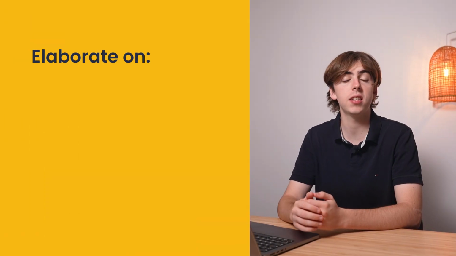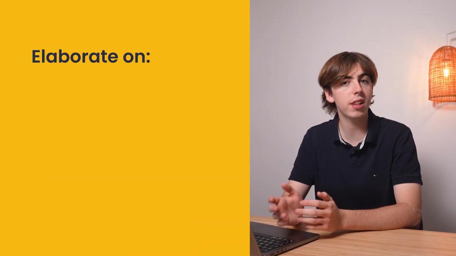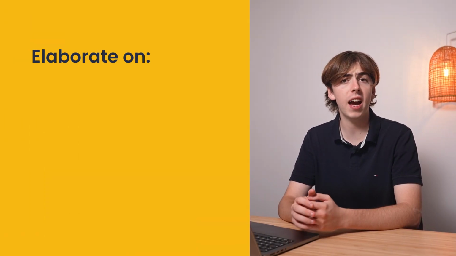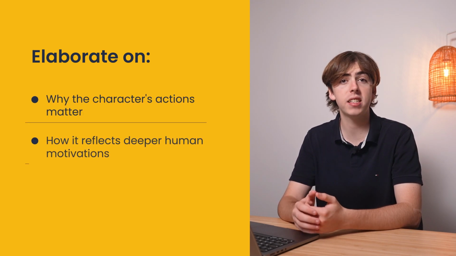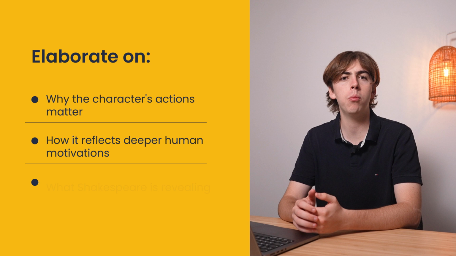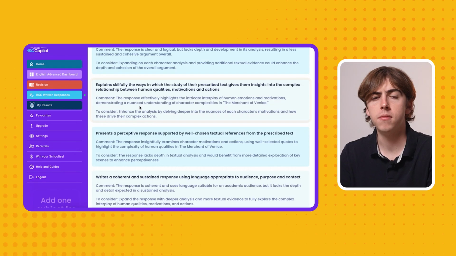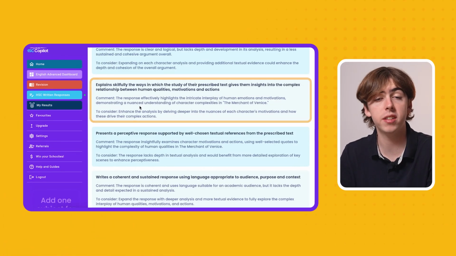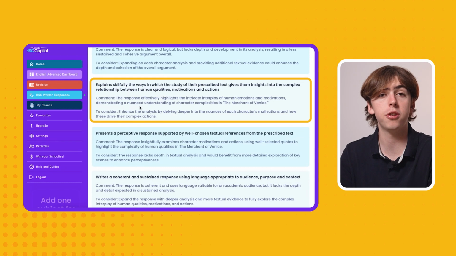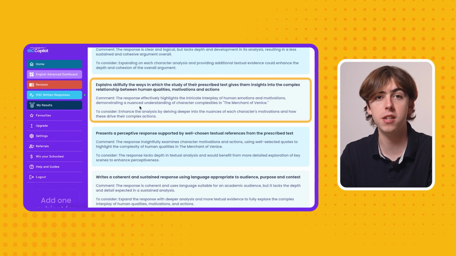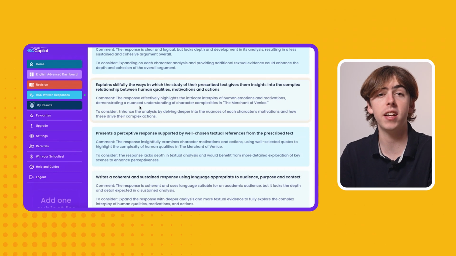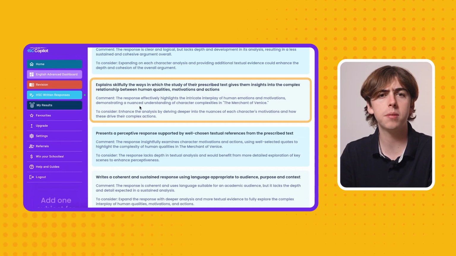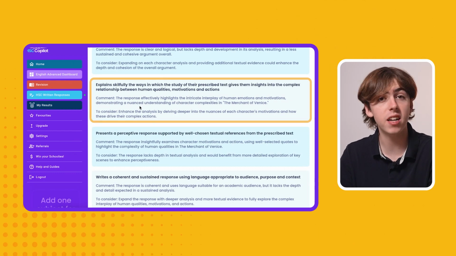So to improve on this, each paragraph needs more elaboration, not just on what the characters do, but why it matters, how it reflects deeper human motivations, and what Shakespeare is revealing through it. Next is feedback on conceptual understanding. The AI tool says the student has a clear grasp of character motivations, like Shylock's revenge or Bassanio's romantic and financial desires, but doesn't explore the interplay between qualities, motivations, and actions in enough detail.